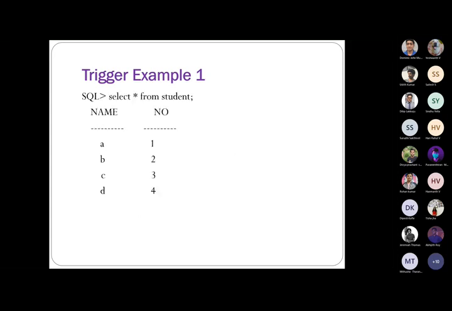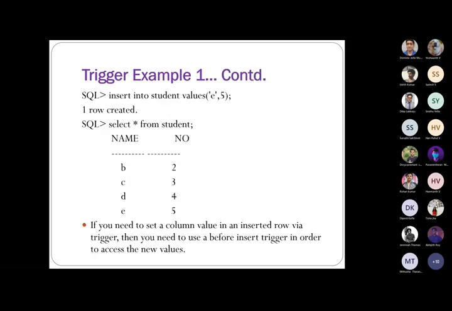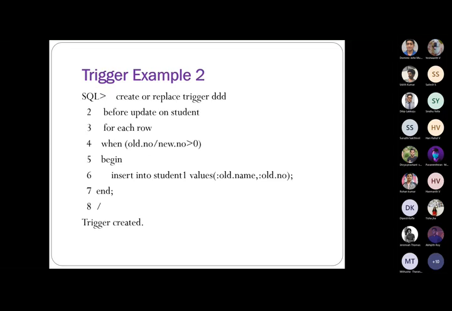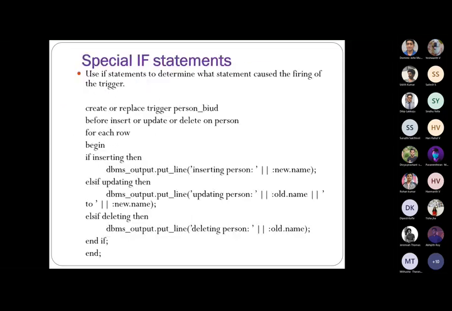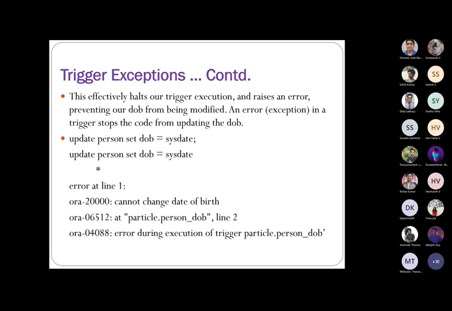Initially you have 4 records, numbers 1 to 4. Now let us try to insert a new record with name E and number 5. Once the row is inserted into the student table, automatically the student with number 1 gets deleted. This is how we can use triggers to work with tables. Let me show you some other example.